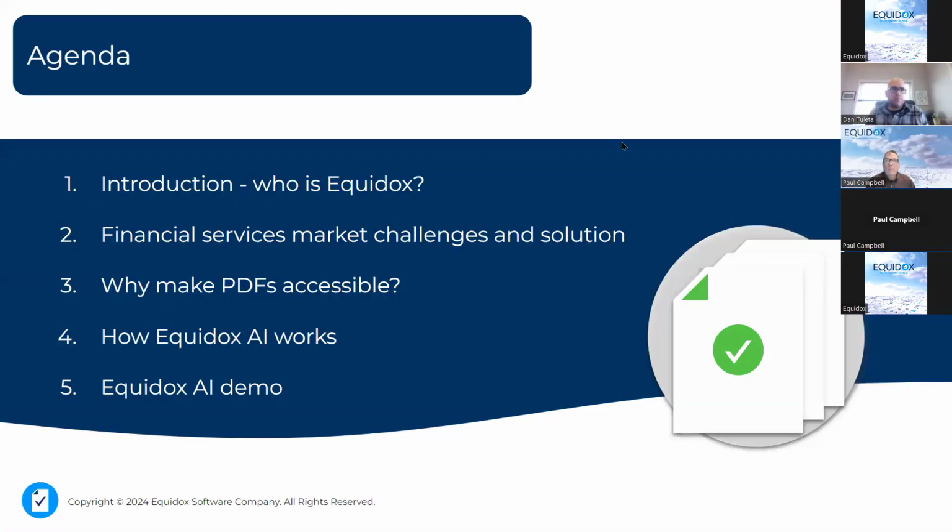Overview of the agenda for today. First, Tim Needles, our president and CEO, has joined us to talk a little bit about who Equidox Software Company is, who we are, where we've been, and where we are going. I will then take over to discuss the challenges that we've seen in the financial services sector specifically and our solution to the problems we've seen. Then Dan will talk about why we make PDF successful and what's really driving this, followed by an overview of Equidox AI and how it works. And lastly, the last half of the meeting, a demonstration of our solution.